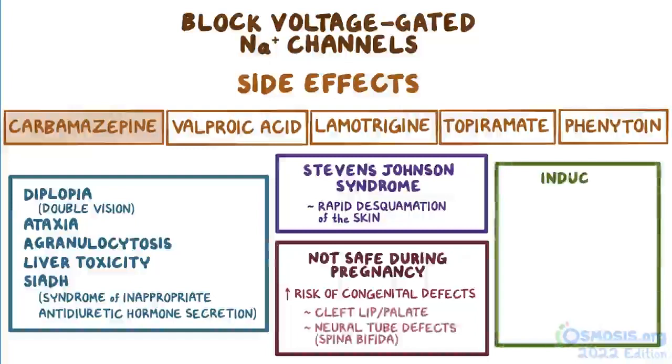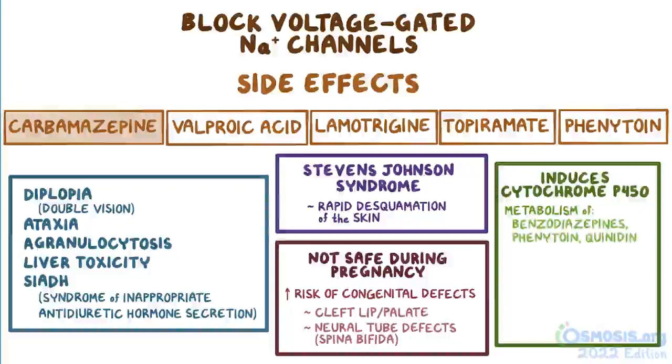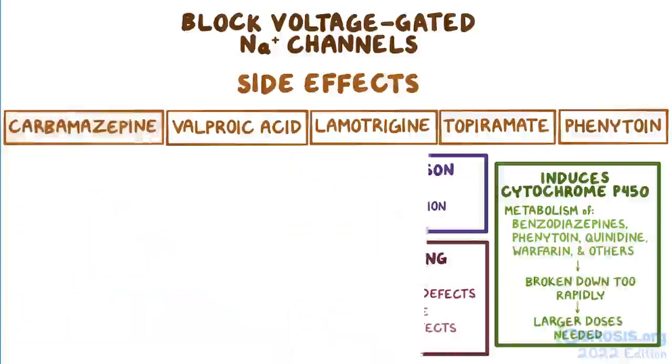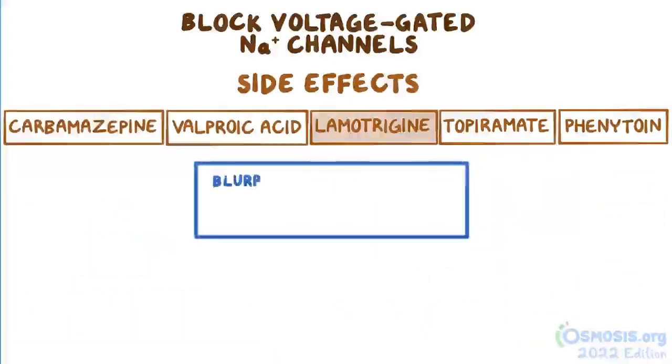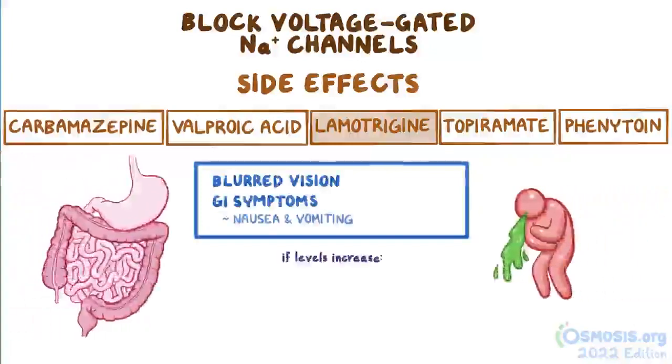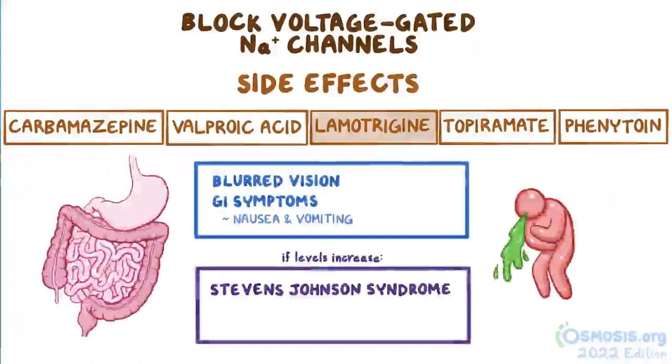Also, carbamazepine induces a class of enzymes called cytochrome P450. These enzymes are involved in the metabolism of various medications like benzodiazepines, phenytoin, quinidine, warfarin, and others. Increased cytochrome P450 activity can result in these medications being broken down too rapidly, so larger doses are needed to achieve a therapeutic effect. Okay, common side effects of lamotrigine include blurred vision and gastrointestinal symptoms, like nausea and vomiting. If levels increase, lamotrigine can cause Stevens-Johnson syndrome, and thus serum levels should be monitored closely.